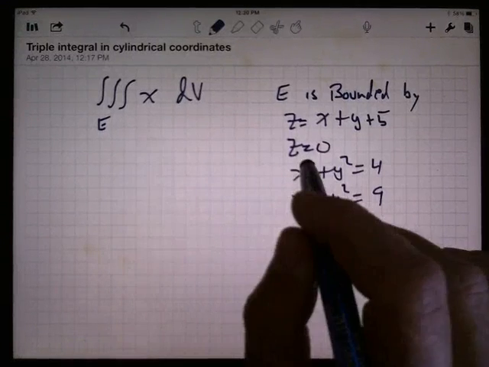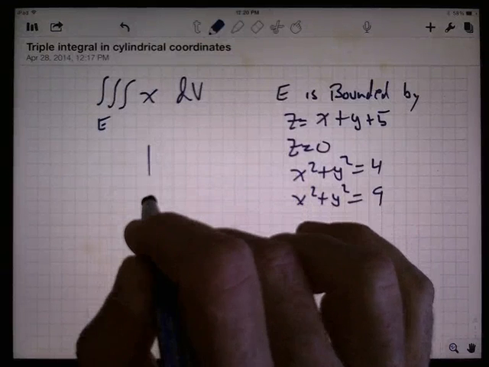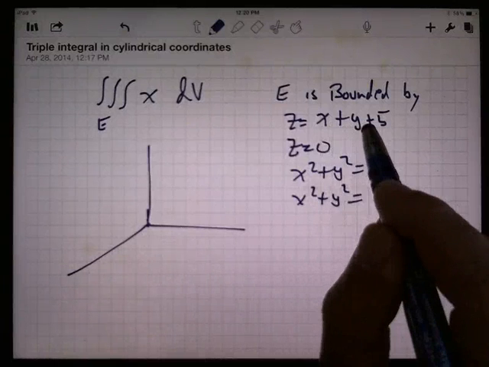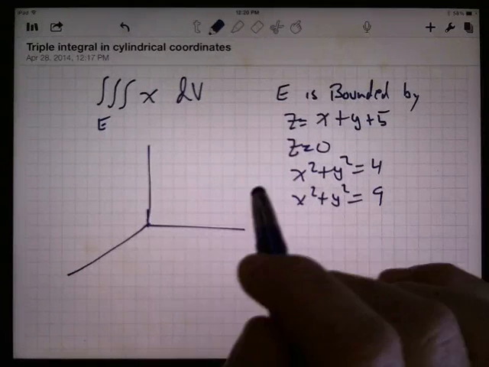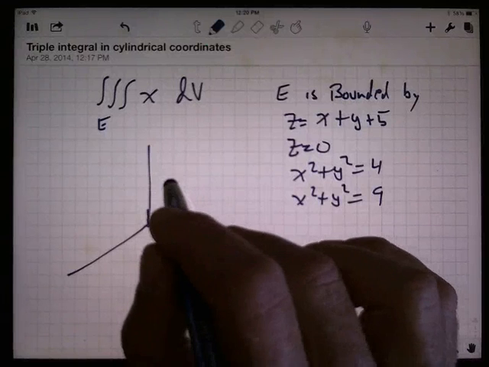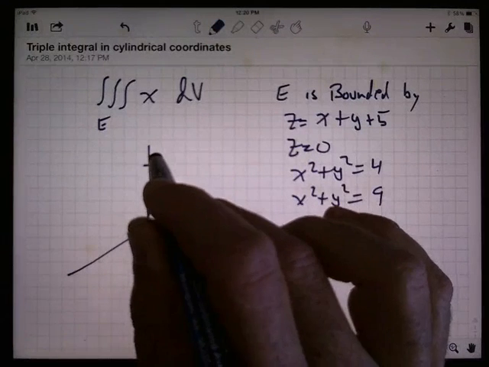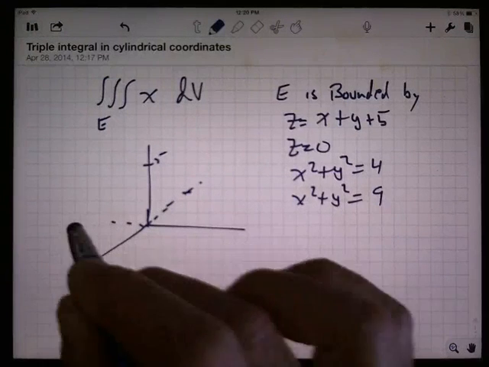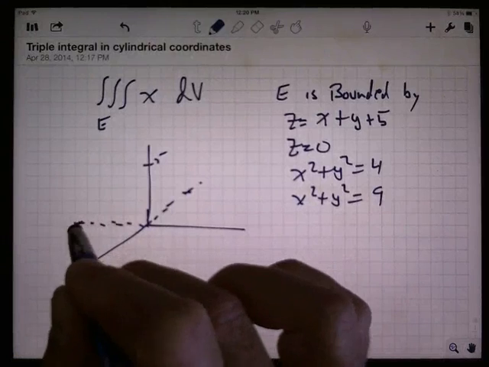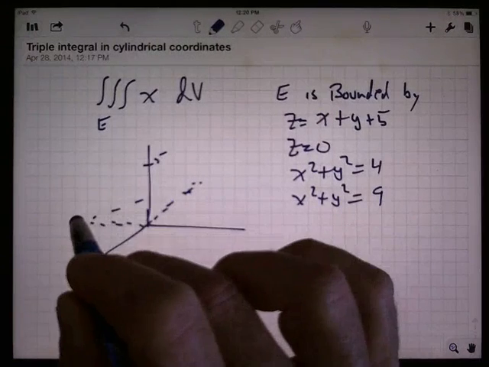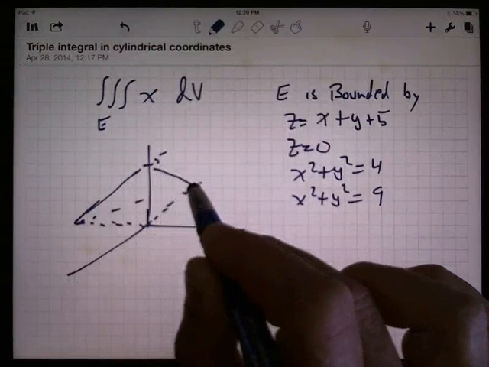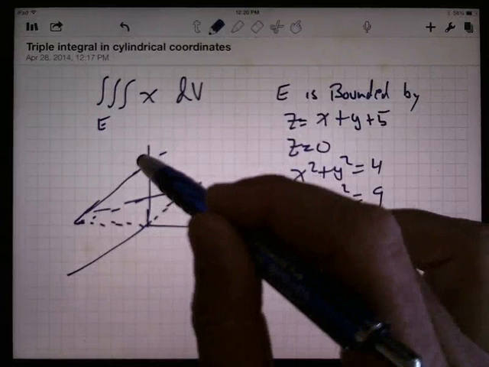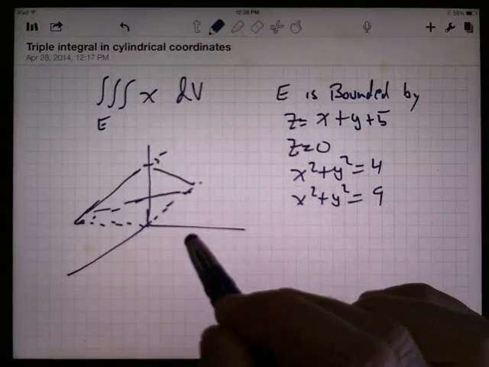When I take a look at what those surfaces are, z equals 0 is just the xy plane. So bounded by the xy plane. x plus y plus 5 equals z is a plane that hits the z-axis at 5, the x-axis at -5 and the y-axis at -5. So it's this plane here. It comes out from here over the first octant. It's up high, up in this direction.